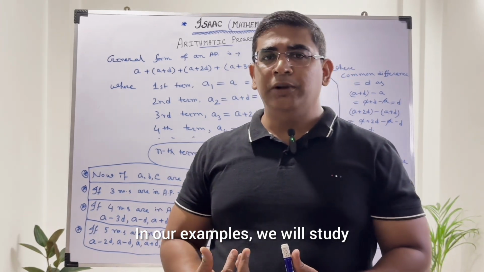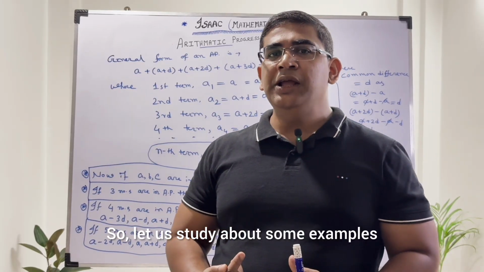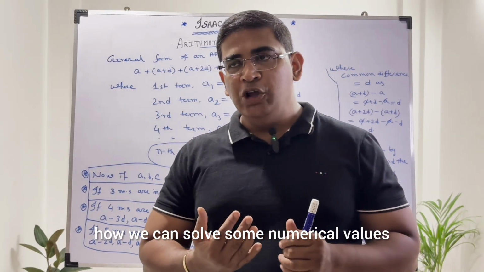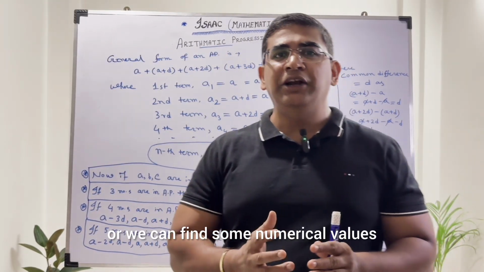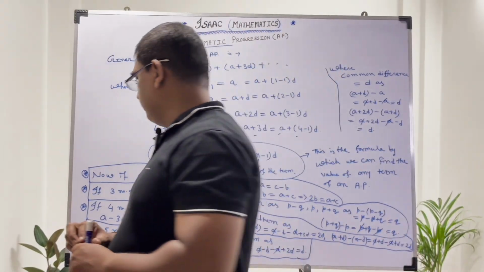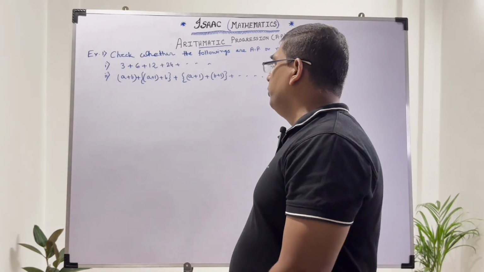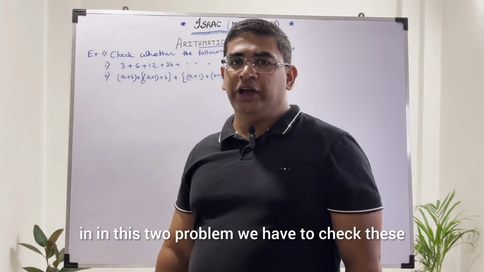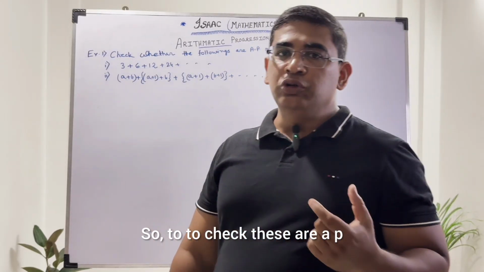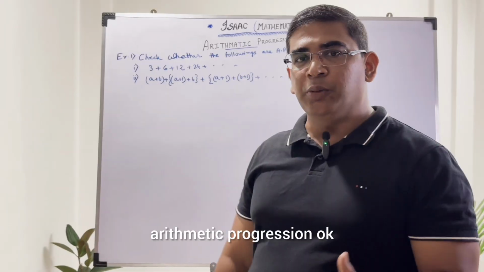In our examples, we will study these applications. Let us study some examples of how we can find numerical values when an AP is given. Here are two problems. In these two problems, we have to check whether these progressions are AP or not. To check this, we have to follow the definition of arithmetic progression.